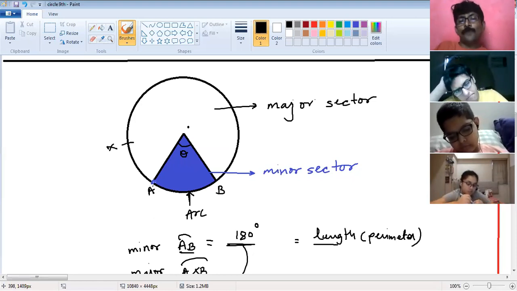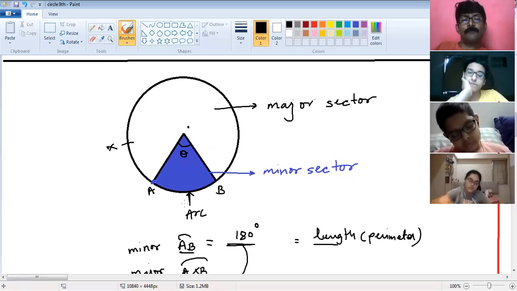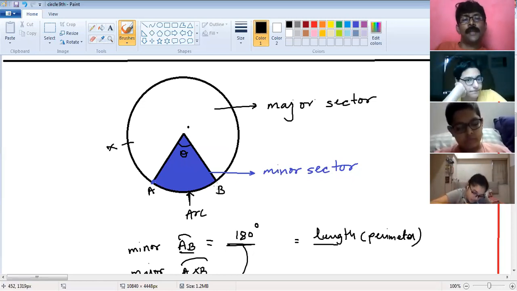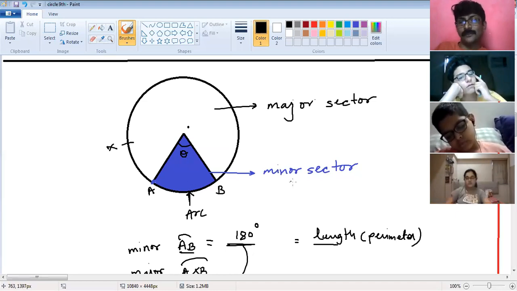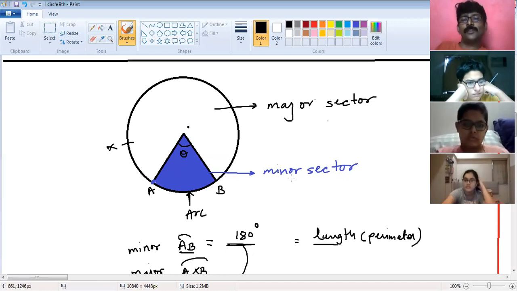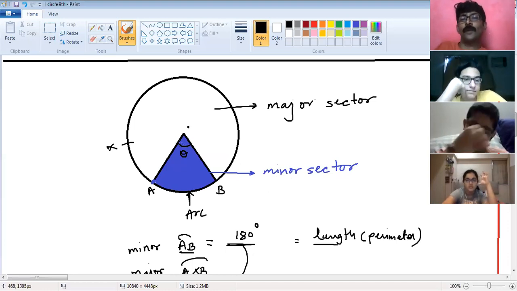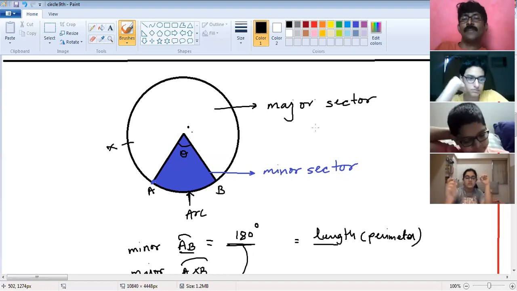So now the portion between this minor arc and these two radii, shaded with this blue color, is called the minor sector, and the white portion is called the major sector. And now students, how to recognize which is the minor sector and which is the major sector? Simple. When the central angle is less than 180 degrees, it is called the minor sector. And if the central angle is more than 180 degrees, then it is called the major sector.